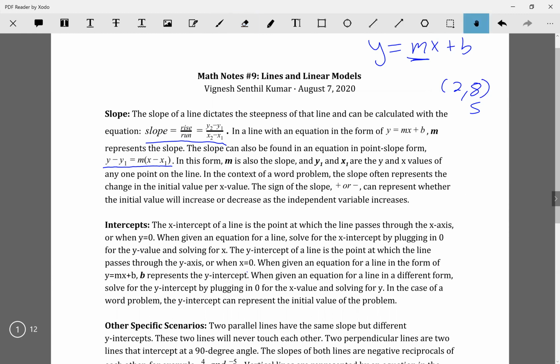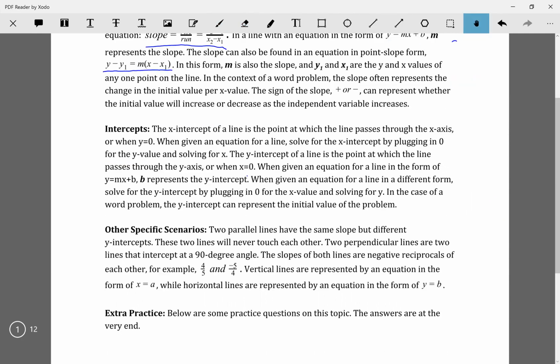As well as usually a slope in a word problem is the change from the initial value. So let's say the initial value is 20, and you're subtracting 4 per something, it'd be like minus 4m. That means you start at 20, and then you go down by 4 every time. That's just an example of how you can see it in a word problem.